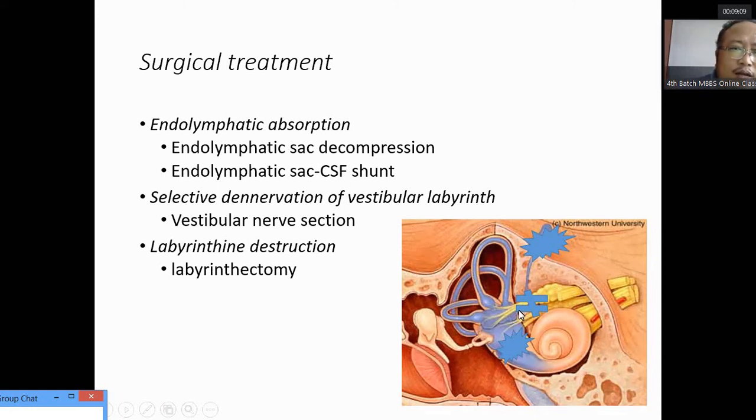And labyrinthectomy, where the labyrinth is completely destroyed, but this is a destructive one. It is probably done only in severe cases, and it is a rare type of surgery.